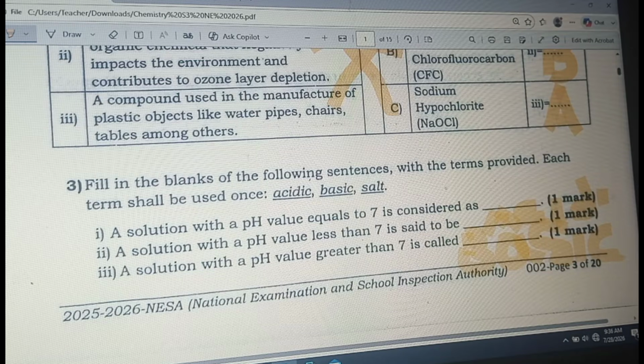Acidic. Are you together? If you have any question, please type in comment. A solution with a pH value equal to 7 is considered as this last one, salt. Salt.